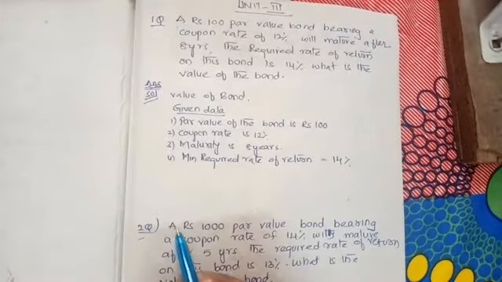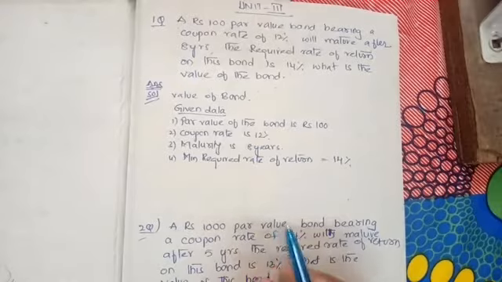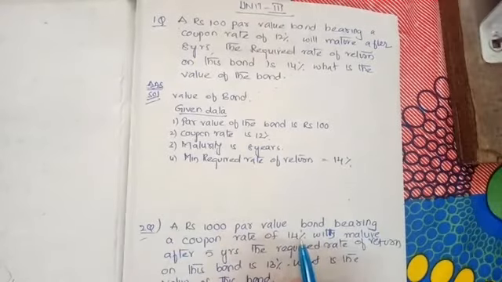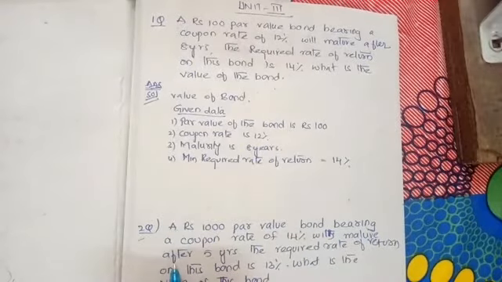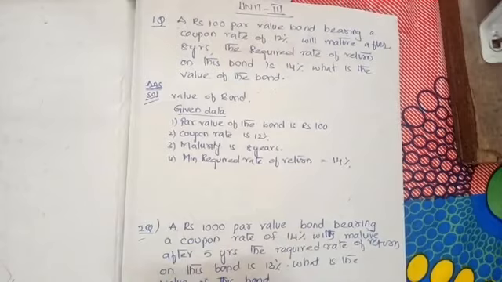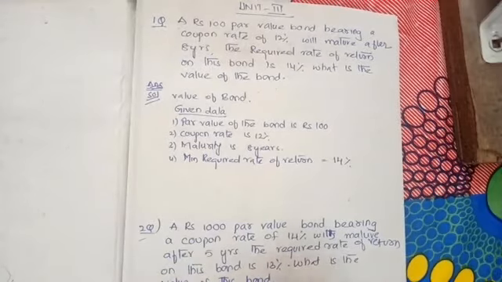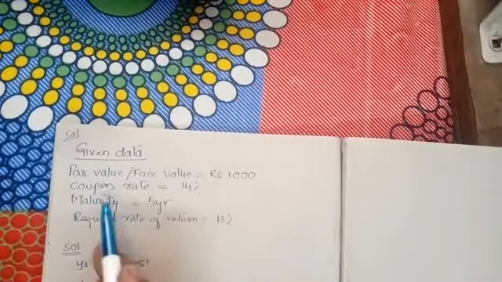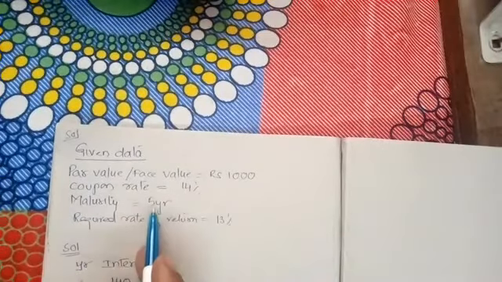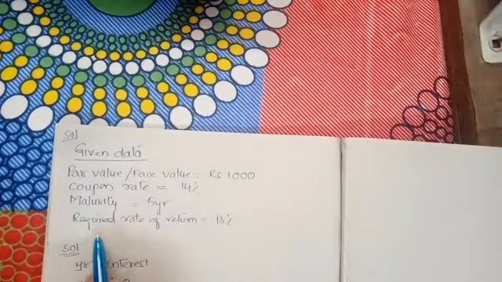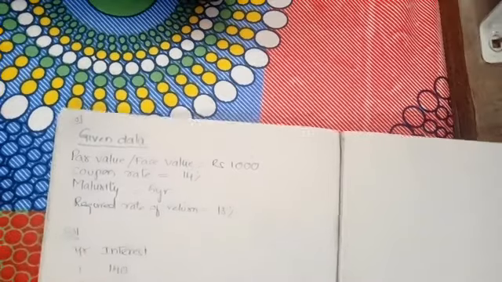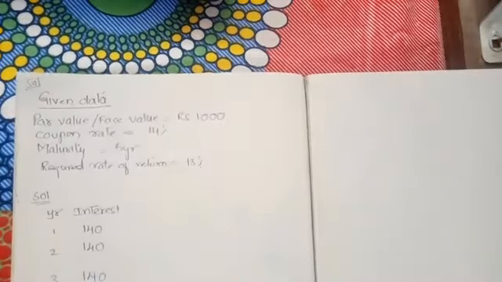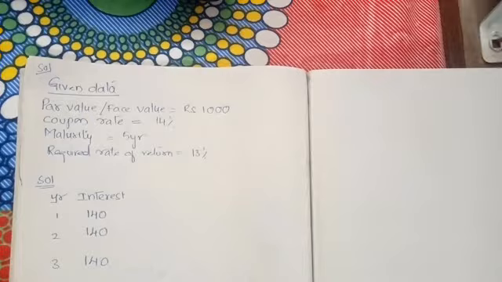In that, he has given us a rupees 1,000 par value bond bearing a coupon rate of 14% with a maturity period of 5 years. The required rate of return on the bond is 13%. What is the value of the bond? So once we have summarized the data, what is the given data we have? Par value 1,000, coupon rate 14, maturity 5 years, and the required rate of return is 13%.